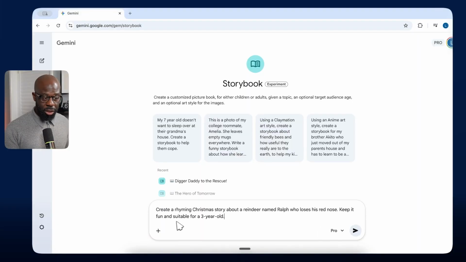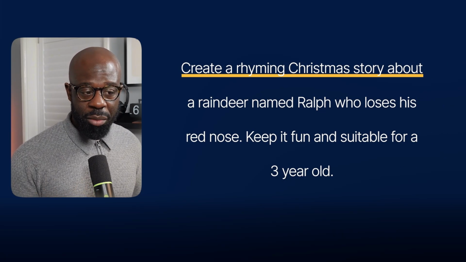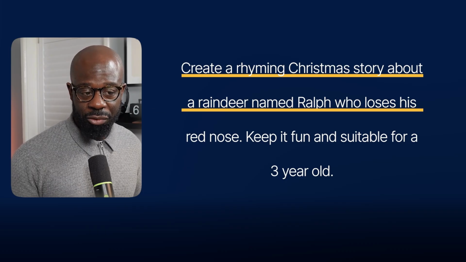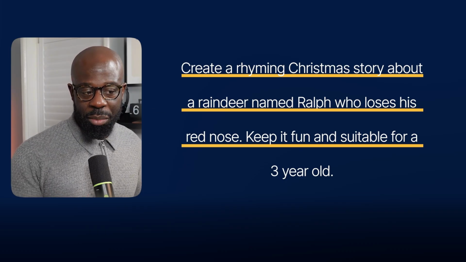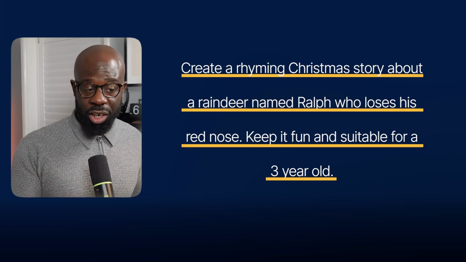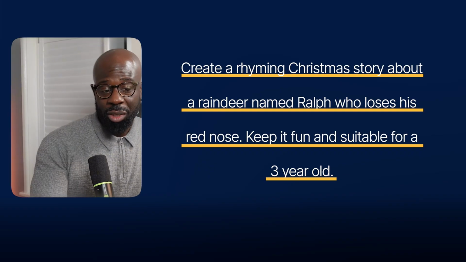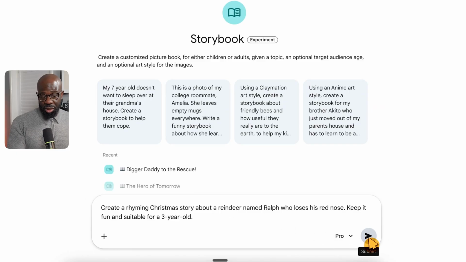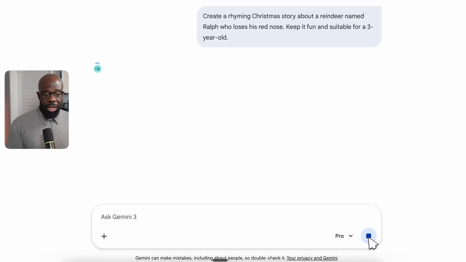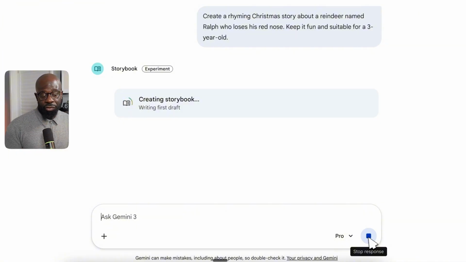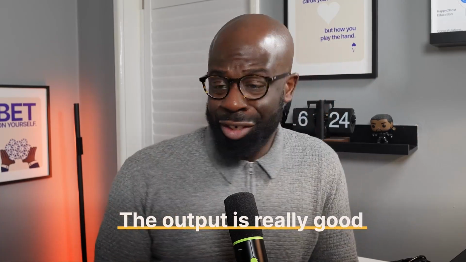So paste that in. I'm creating a rhyming Christmas story about a reindeer named Ralph who loses his red nose. Keep it fun and suitable for a 3-year-old. So just a really simple prompt here. And then I just hit submit. So this will go and do it in the background, and it will start telling you it's drafting the first version or first draft of your storybook. It does take some time, but the output is really good.